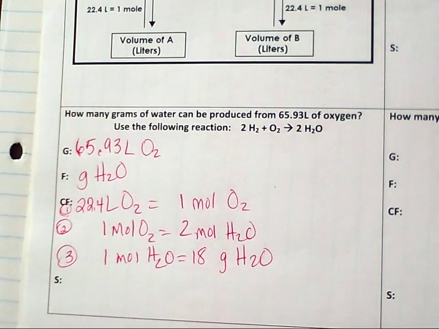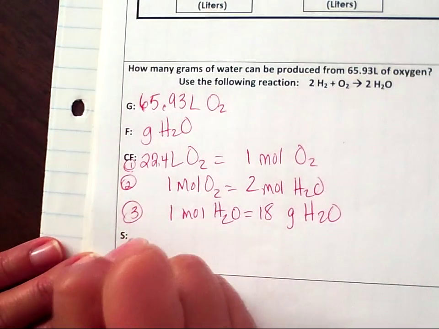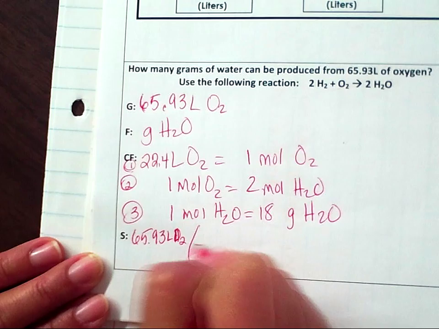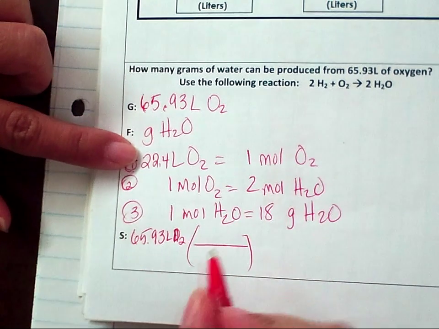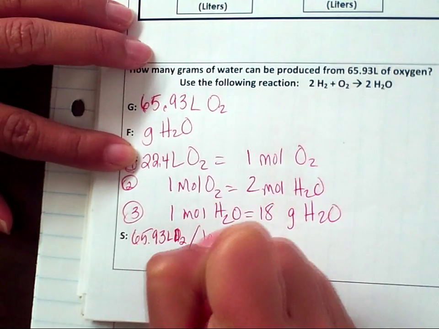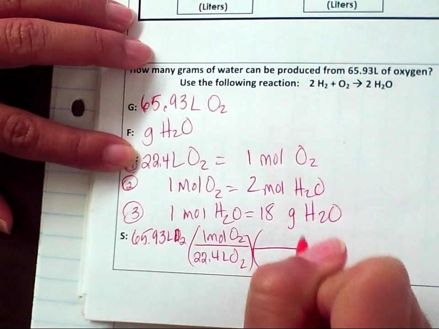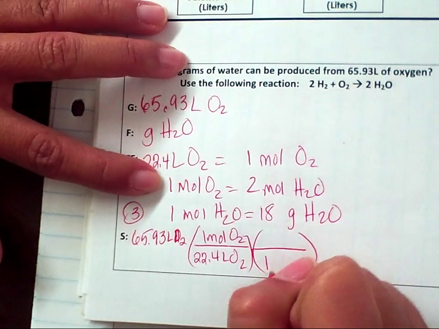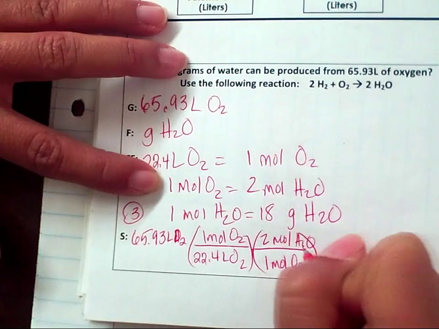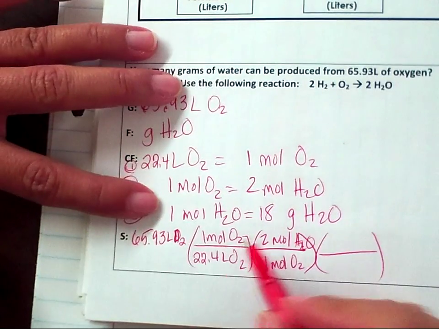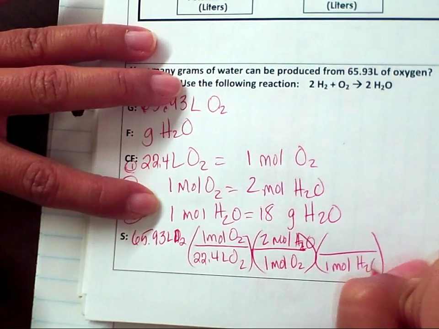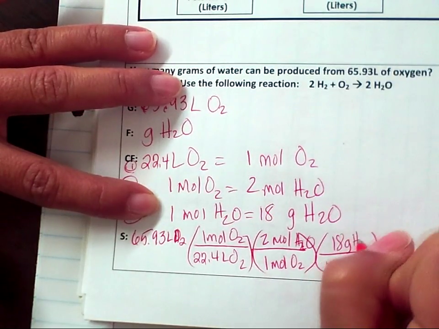Okay? So then you set it up. You start off with what was given. Okay, you're going to do your first step conversion. Now the 22.4 liters goes on the bottom so it can cancel. And you have 1 mole on top. Plug and chug at this point, right? Okay, and then for the bottom, we want to cancel out moles of H2O. So that goes on the bottom. And 18 grams of H2O go on top.